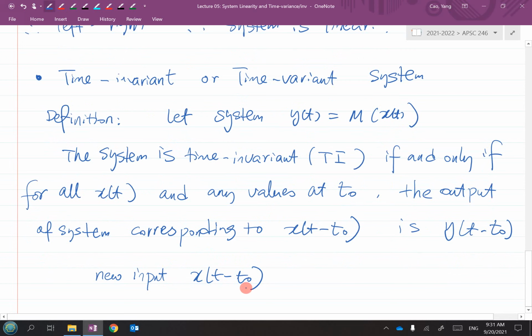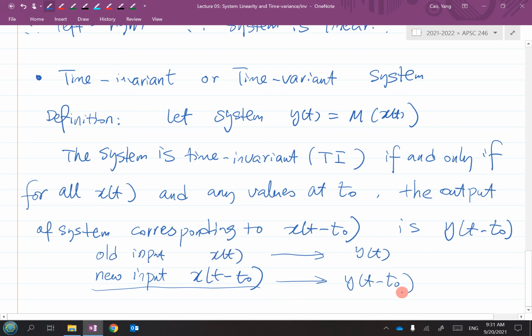Okay? But this is the new input, right? What's my old input? Old input is x of t. And the old input produces y of t. Now, the new input, according to the definition of time invariant, needs to produce y of t minus t naught. So you can clearly see what the connection is here.